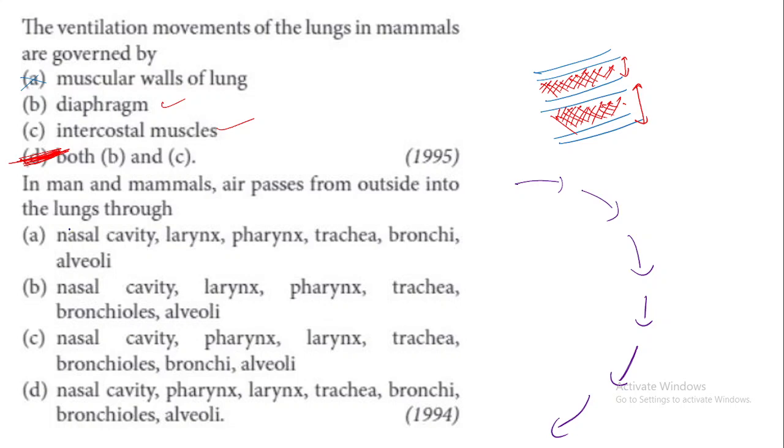So now let's look at the options here. Nasal cavity, larynx, pharynx, trachea, bronchi, alveoli. Here there is a small interchange according to what we know. Pharynx should be here, larynx should be after that. So let's see the other options. Nasal cavity, larynx, pharynx, trachea, bronchioles, alveoli. Let's see the others still. Nasal cavity, larynx, pharynx, trachea, bronchioles, bronchi, alveoli. Now here there are two interchanges.